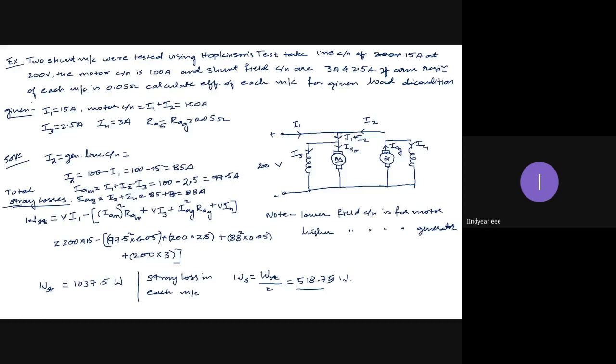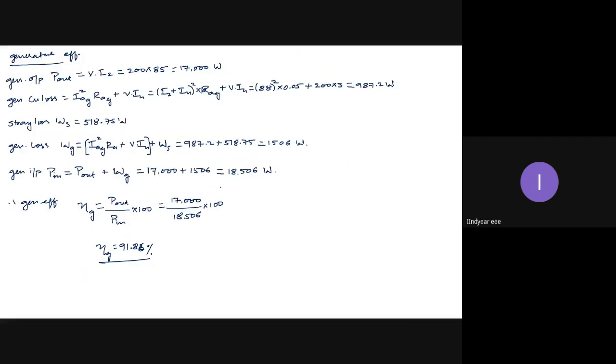Let me take an additional point here. Find efficiency of each machine, assuming equal efficiencies of both machines. It is just an equation to be used. Okay. I will take it here only.